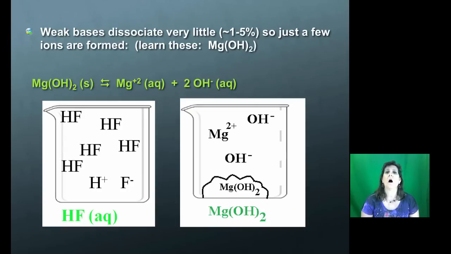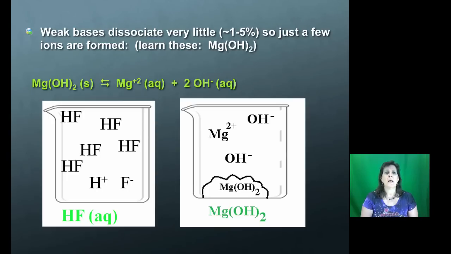Weak bases also dissociate very little, just a little bit, 1 to 5%. So just a few ions are formed. The weak base we want you to learn is magnesium hydroxide. Magnesium hydroxide is very much insoluble. Only a little bit will dissolve in the water.